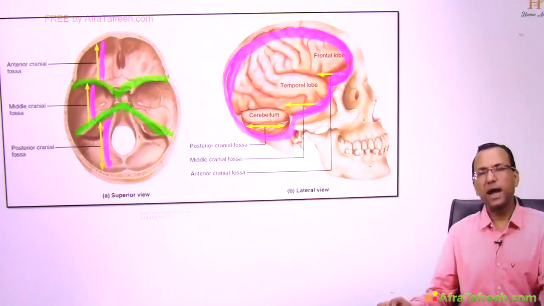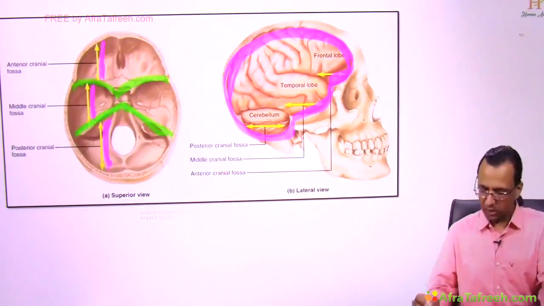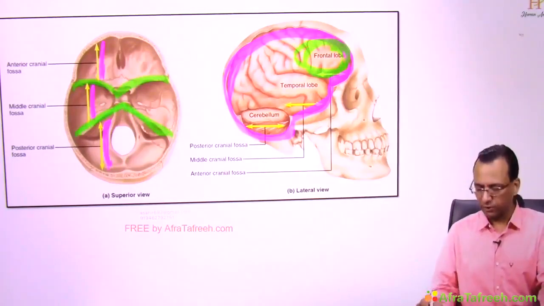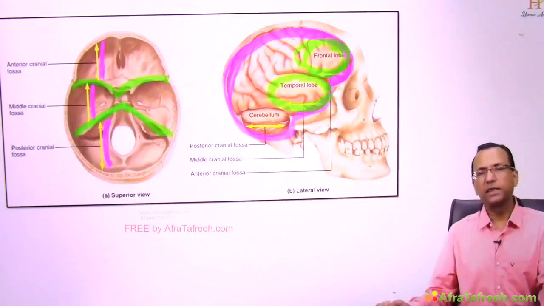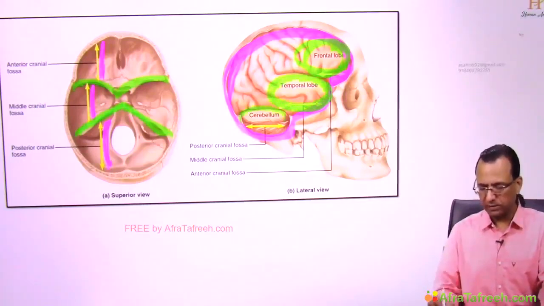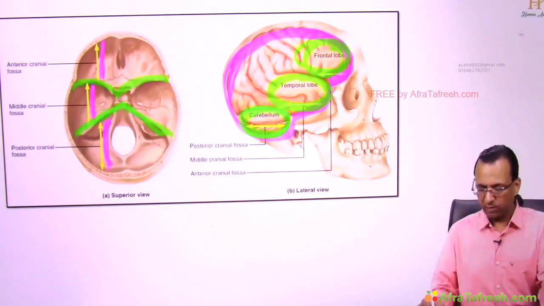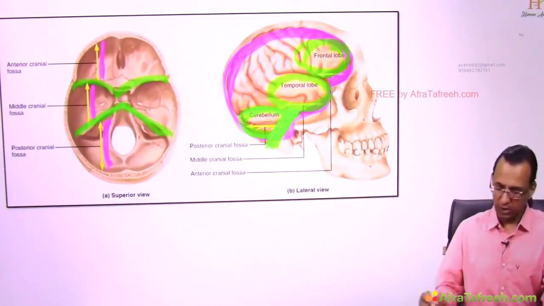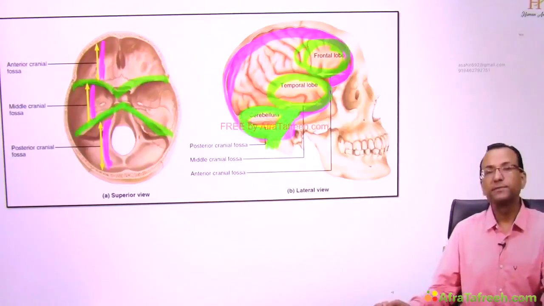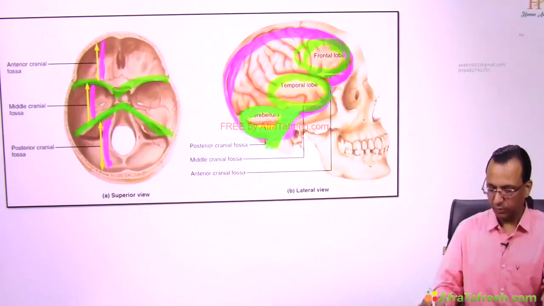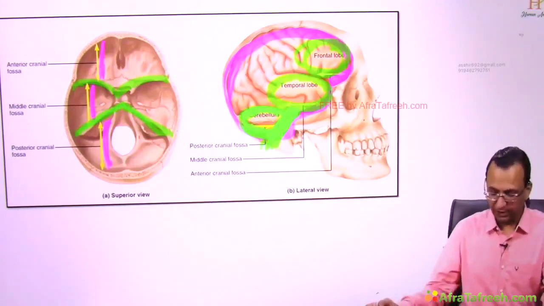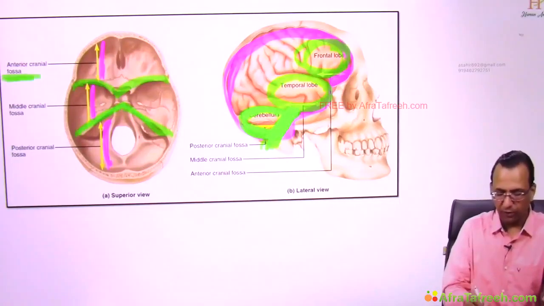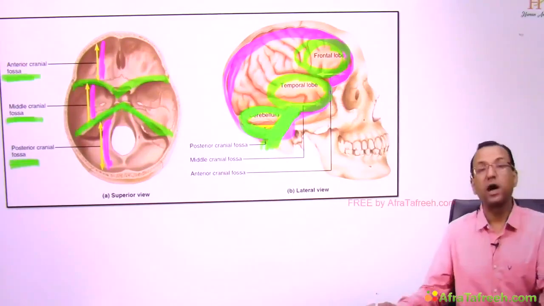What is there in the anterior cranial fossa? The frontal lobe. And in the middle cranial fossa? Temporal lobe. And in the posterior cranial fossa? That is the cerebellum, along with the brainstem. So the brainstem is in the posterior cranial fossa along with the cerebellum. Yes, that is the point. Remove them and see the floor of the anterior, middle and posterior cranial fossa now.